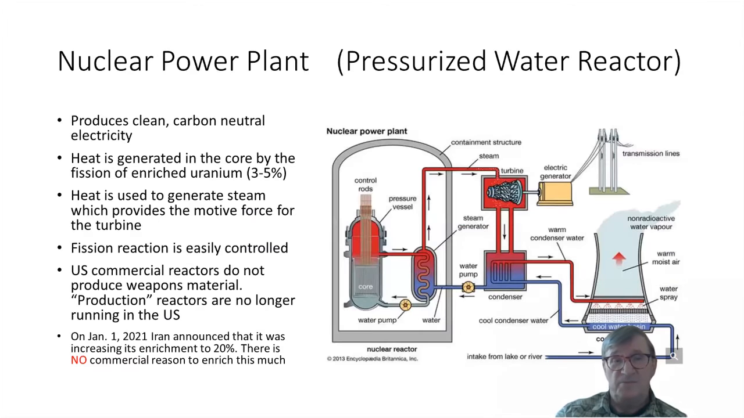All right. So here's a nuclear power plant. This is a cartoon of a pressurized water reactor, which is one of the two kinds that are used for the commercial generation of nuclear power in the United States. And it produces clean carbon neutral electricity.